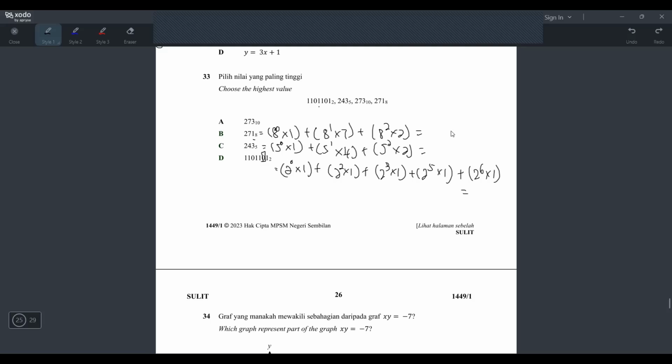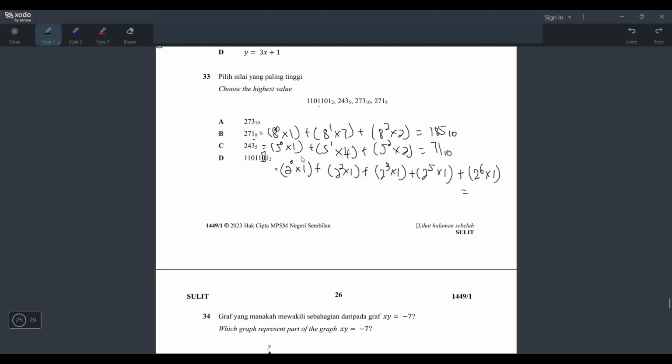So let me press. 8 power 0 times 1, which is 1, plus 8 times 7, which is 56, plus 64 times 2. 185 base 10. Let's press this. 5 power 0 times 1, which is 1. 5 times 4 is 20, and then plus 25 times 2, 50. Okay, 71 base 10. And then the last one, 2 power 0 times 1, which is 1.